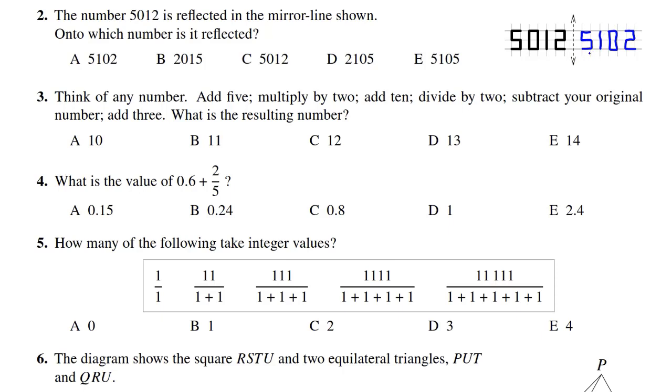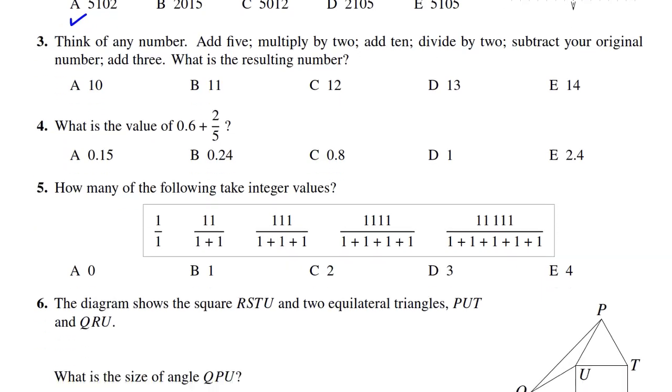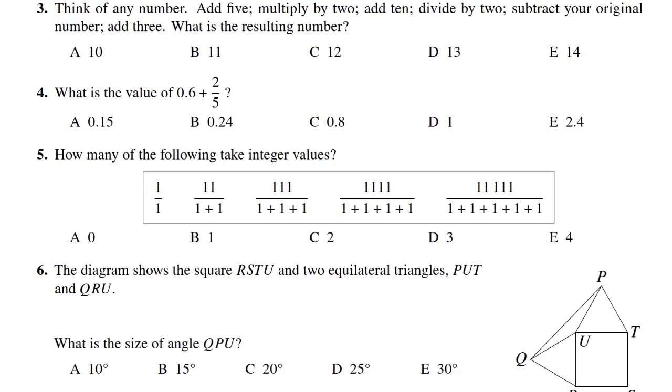Okay, so it will be 5102. So the answer is C. I'm sorry, it is 5,102. Okay, the graph is okay. Here is 0. So the answer is 5,102.